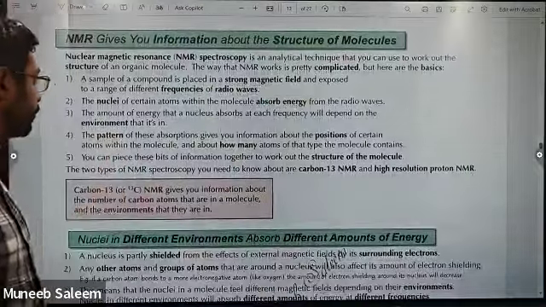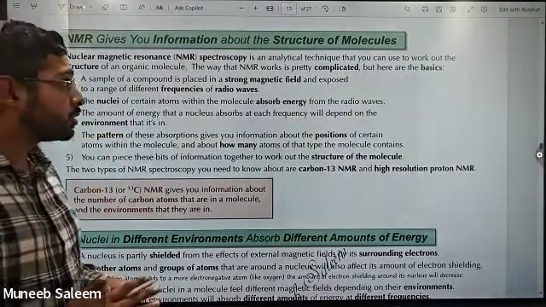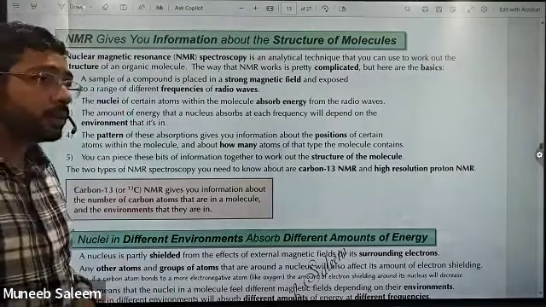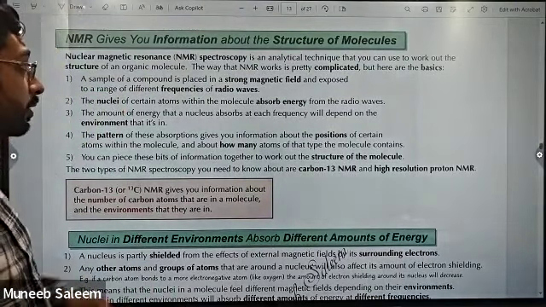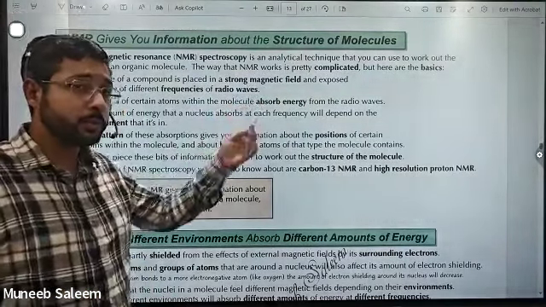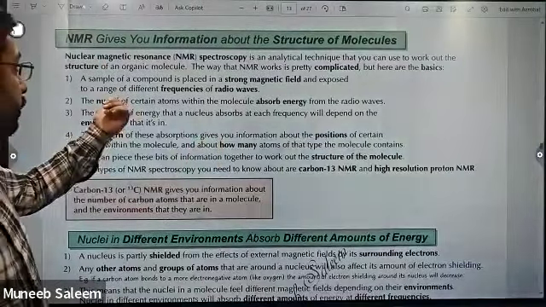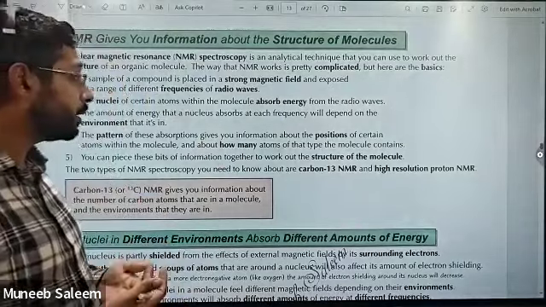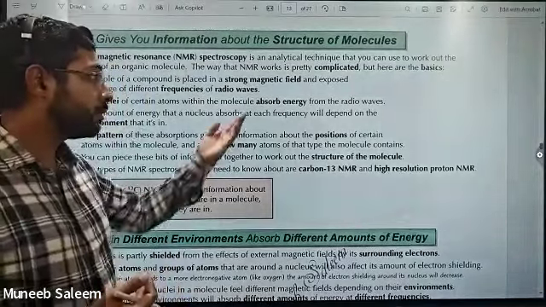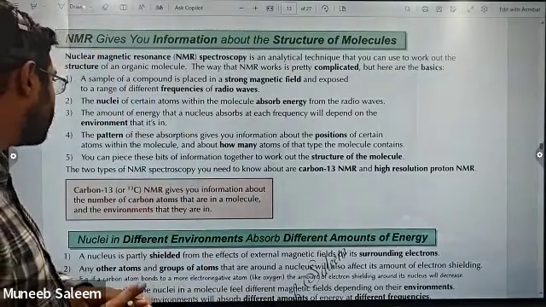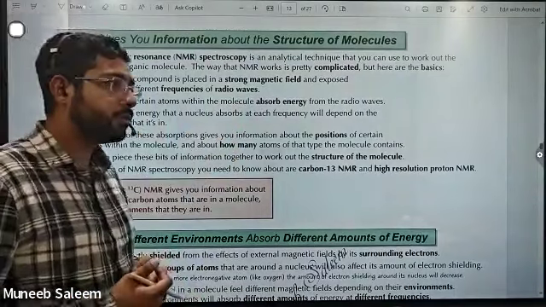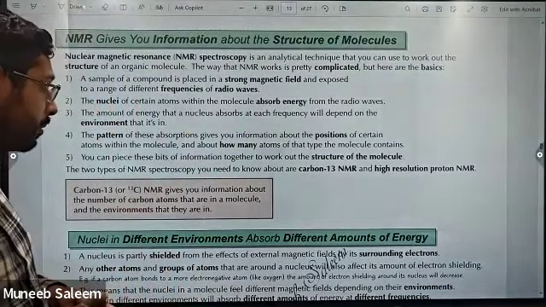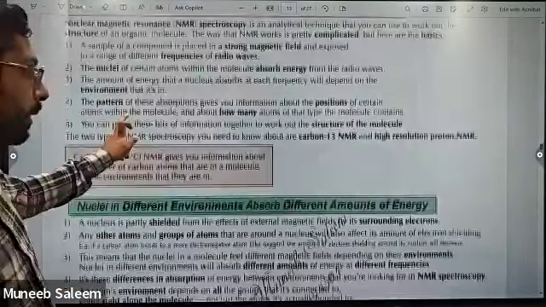Now, how would we interpret the structure of the compound? You just need to know that a compound in the form of a sample is placed in a strong magnetic field and is exposed to a range of different frequencies of radio waves, which will be absorbed. Some of the energy of different wavelengths will be absorbed and some will not be. That absorption will be exhibited in the form of peaks in the case of NMR.